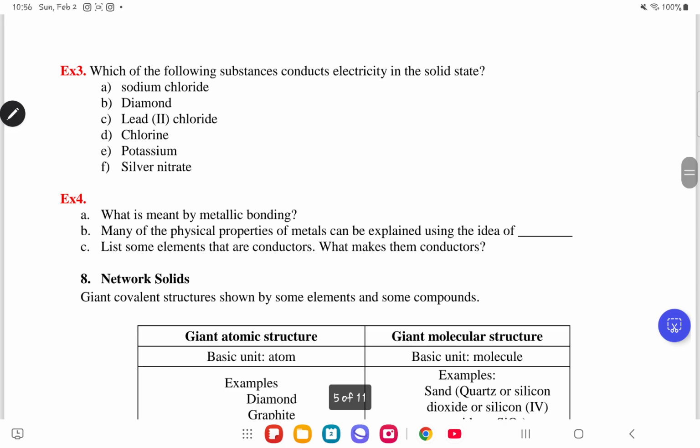So we move on to exercise number 3. Which of the following substances conducts electricity in the solid state? It's definitely potassium because it's the only metal. This is an ion, this is a network solid, this is a non-metal, this is an ion. So the only metal is potassium, so it's the only thing that can conduct electricity in the solid state.